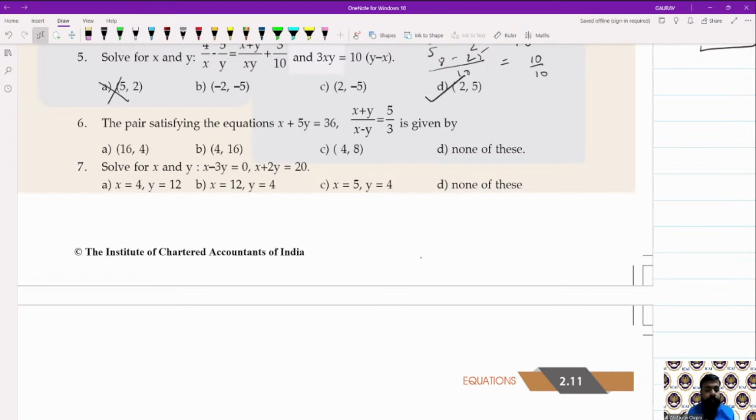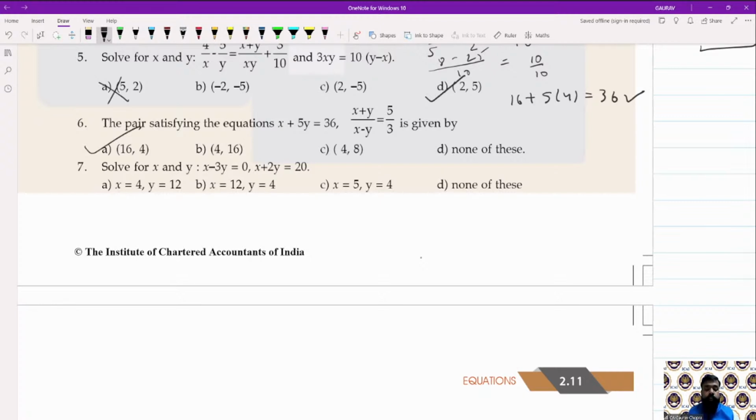Now, if we try option number A, 16 plus 5 into 4 is 20. It gives 36. Yes, option number A will satisfy. That's great. So 16 plus 5 into 4, we are getting 36. So option number A will be correct. If you try all other options, they are not satisfying. So A is correct.